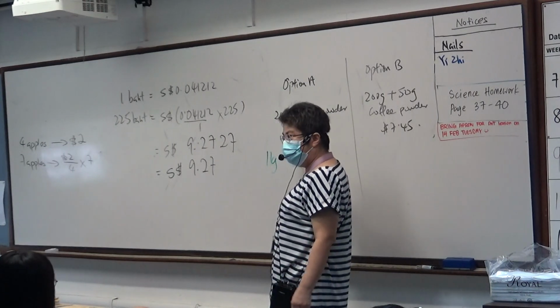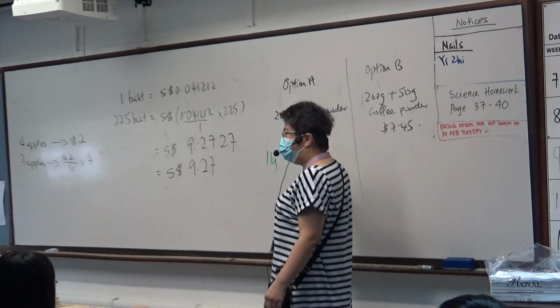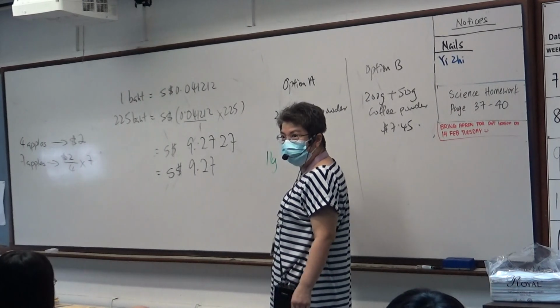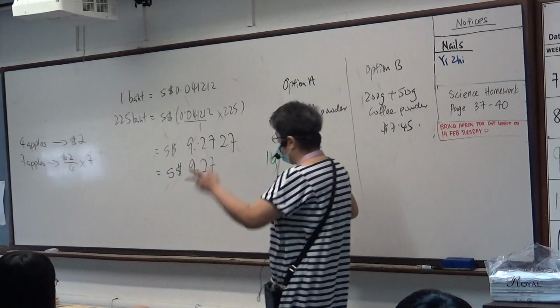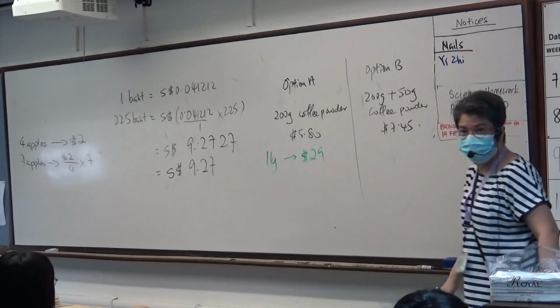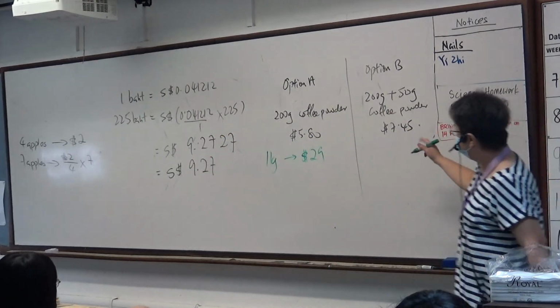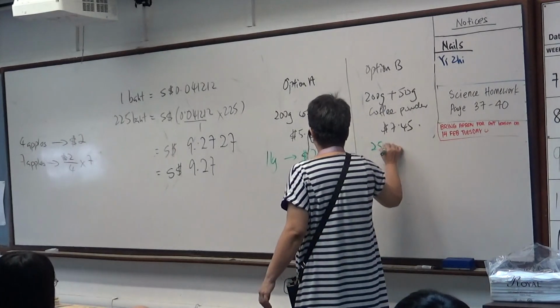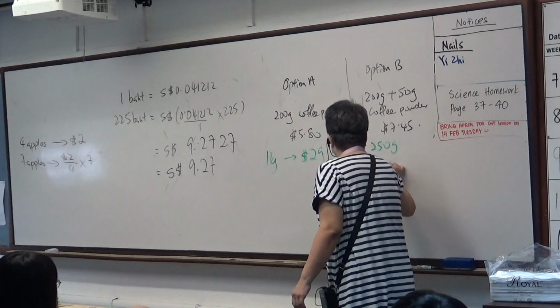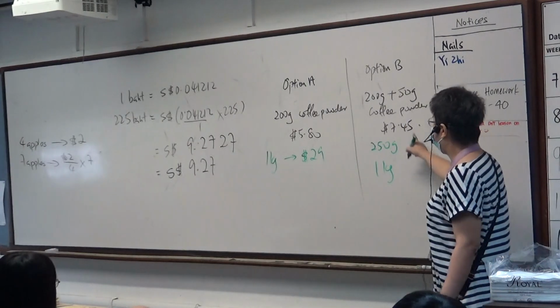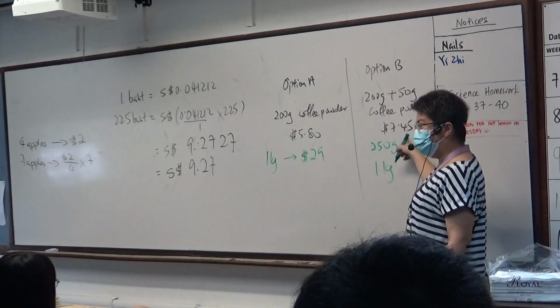5 times 5 is $25. 80 times 5 is what? $4, right? 25 plus $4 is roughly, is actually exactly $29. Am I right? Okay. Now, how about this? This is 250 gram, is 7.5. How to get 1 kilogram? Times what? 4. Okay. Let's say this is 750.